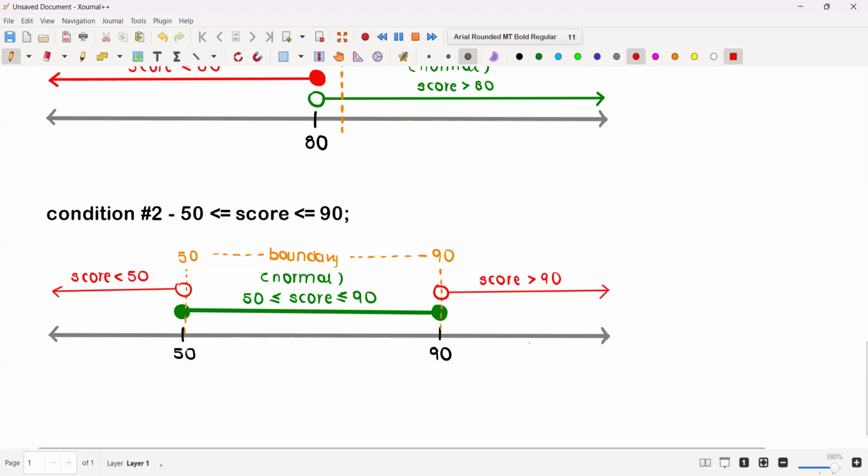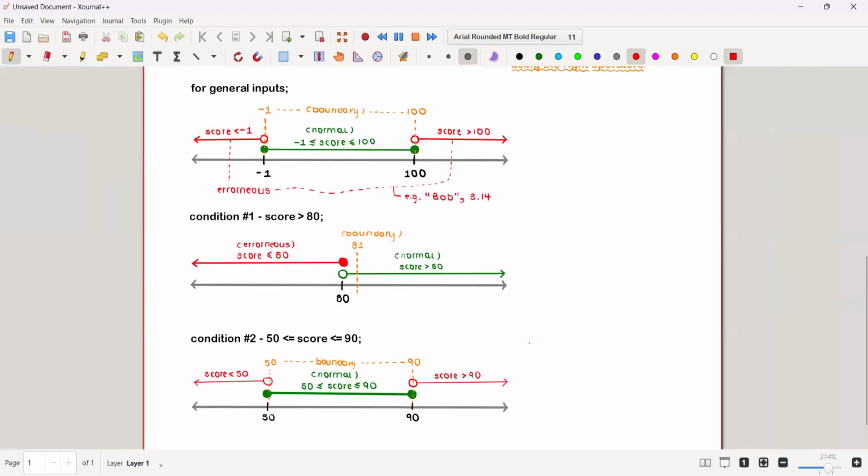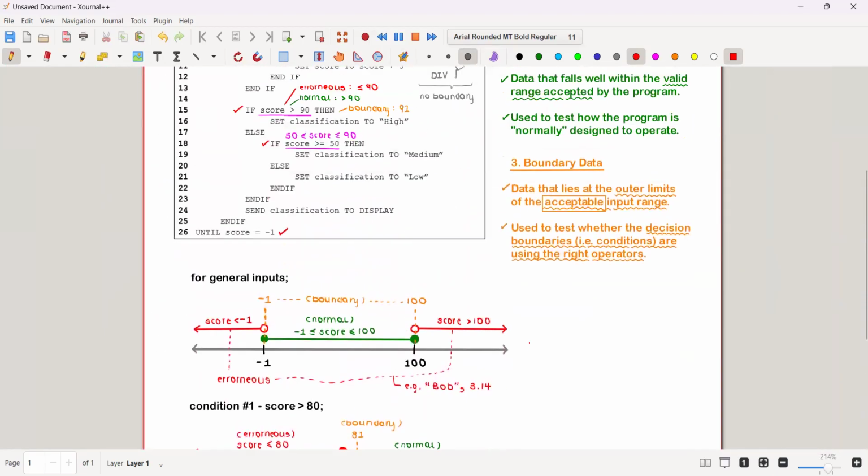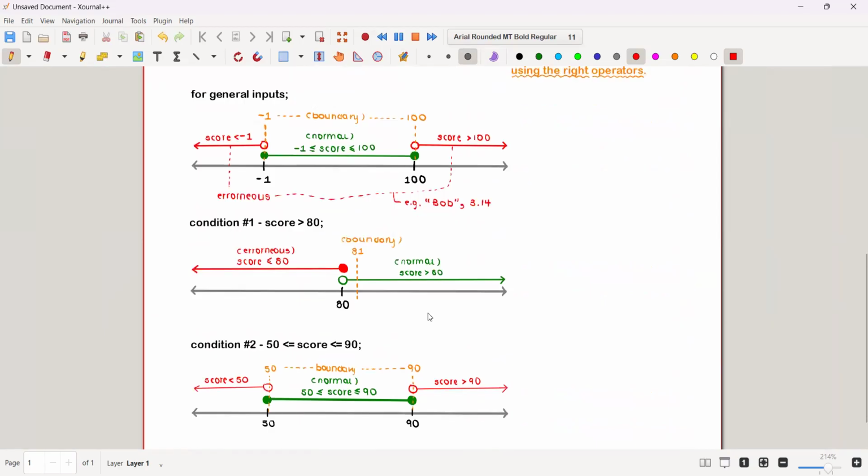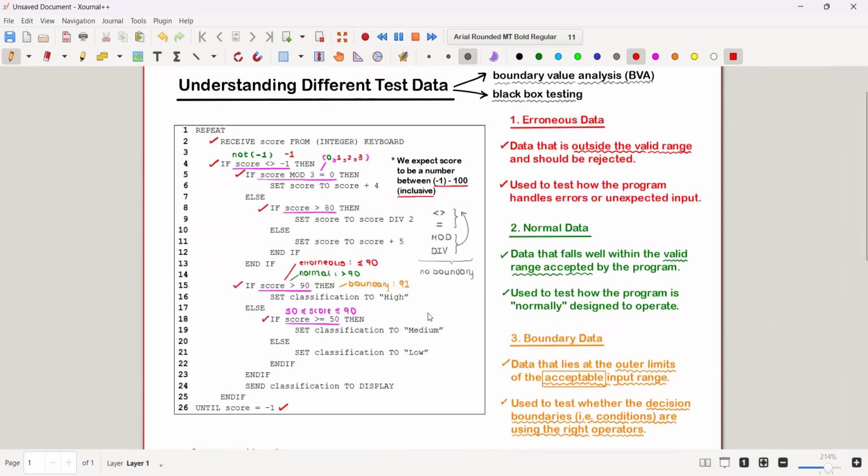But there you go. Keep in mind, guys, this is how you look at boundary, erroneous, and normal data for general conditions, general inputs, as well as the actual conditions in your program. Generally, when you look at different test data for a problem, you have to look at the general case, which is often the total possible list of accepted values for a program. And you also have to look at the different decision boundaries, that's the different conditions you have in your program. So for each condition, you can figure out the erroneous, normal, and boundary data, as well as for the overall program.